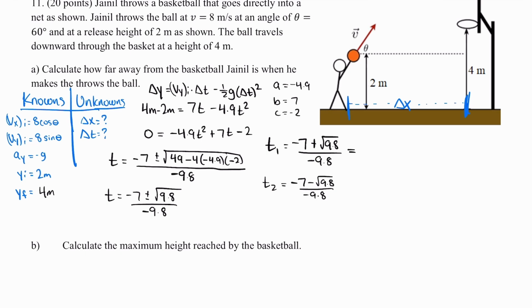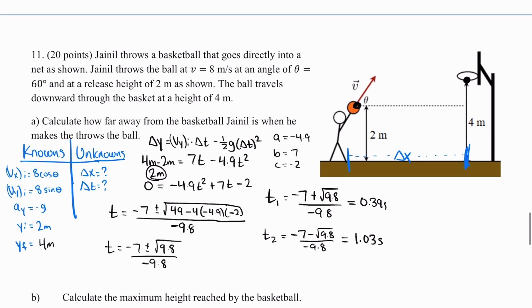So t1 is going to give me 0.39 seconds, and t2 is going to give me 1.03 seconds. So which one is correct? I have two times for when my displacement is 2 meters. Because I begin 2 meters up from the ground, and then when the ball is in the net, that happens 2 meters above the ground.